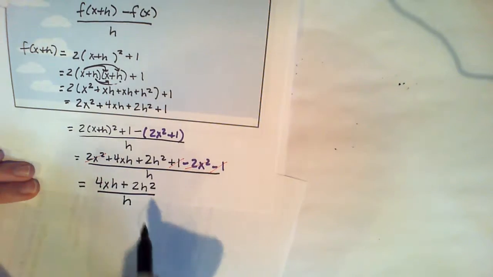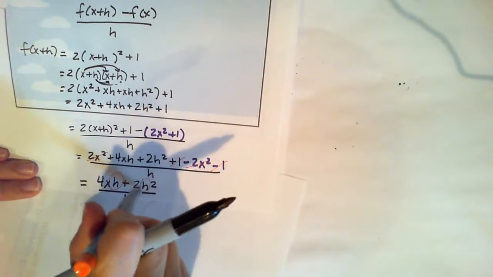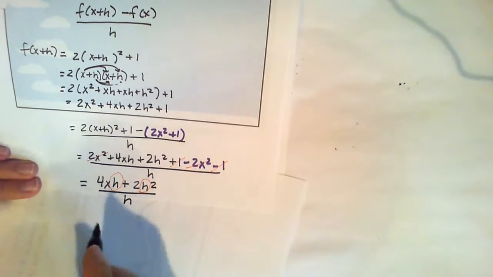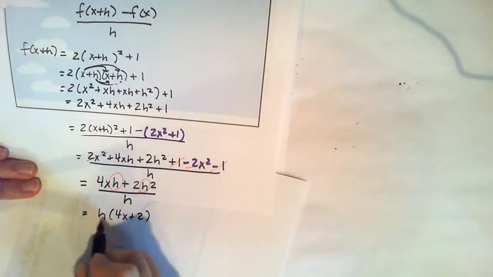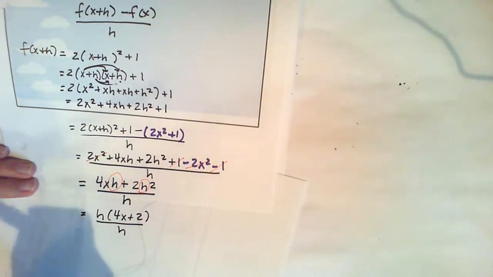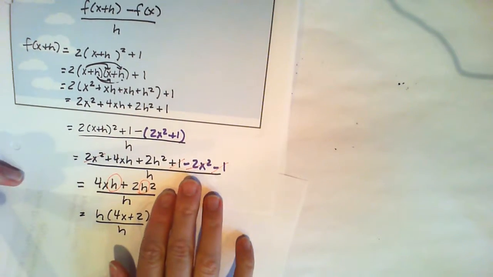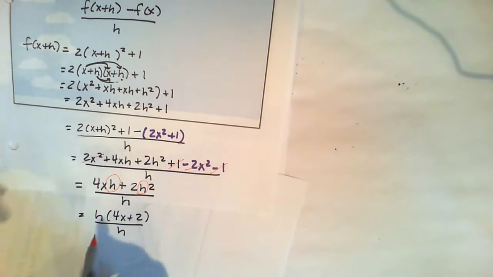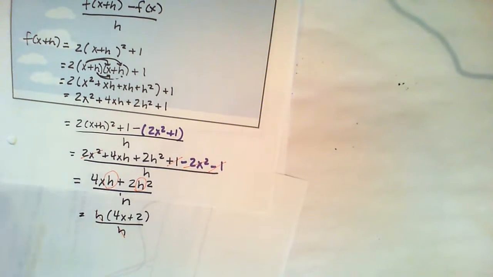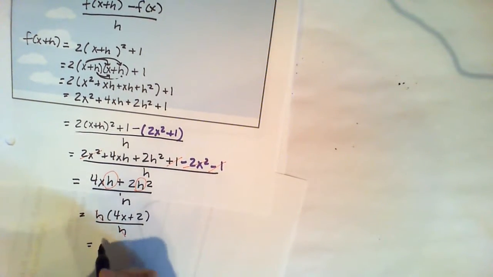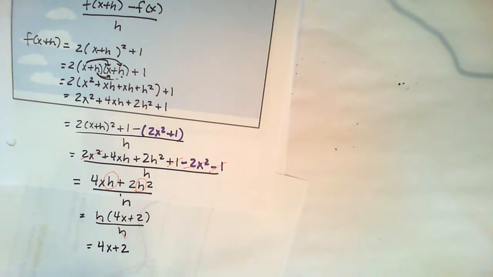So in the numerator, I have an h in both terms. So I could rewrite that as h times 4x plus 2 all over h. The reason I rewrote it was to show you that you can't just cross stuff off when there's a plus sign in the middle. But because I factored out an h and the h is being multiplied, now I can cross it off. So my final answer, my difference quotient, is 4x plus 2.